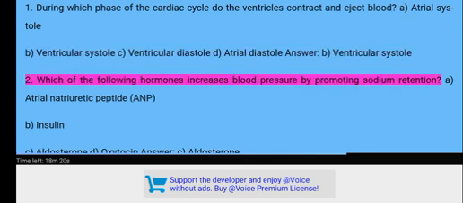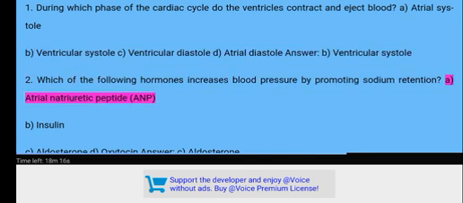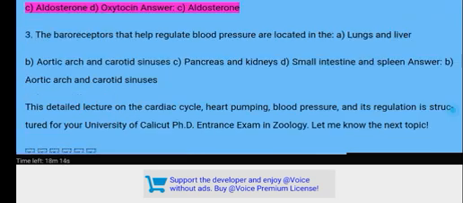2. Which of the following hormones increases blood pressure by promoting sodium retention? A. Atrial natriuretic peptide, ANP. B. Insulin. C. Aldosterone. D. Oxytocin. Answer. C. Aldosterone.